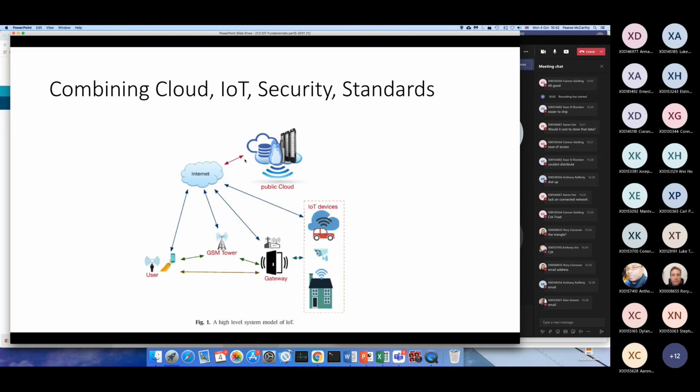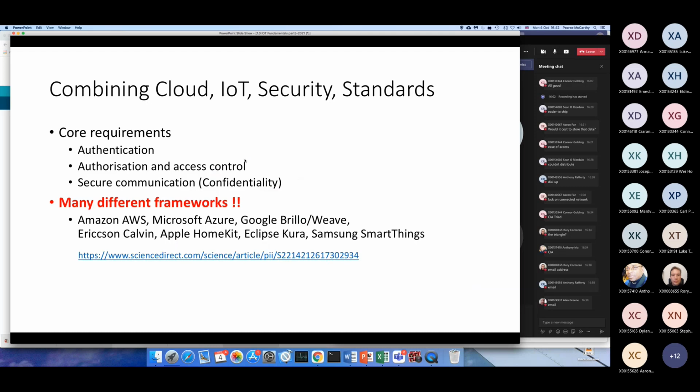All right. So if we combine cloud, IoT, security, if we combine all of them together, as we said, the core requirements are our CIA, right? Fair enough. But look here, at the other end, at the cloud end, there are lots of different frameworks for how I could connect my sensors to the cloud centrally. And there's an article there, you should have a peep at it. There are many different frameworks from Amazon, Microsoft, Google, they all have it.